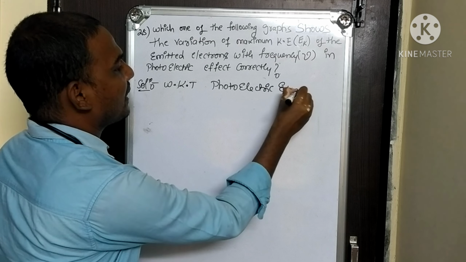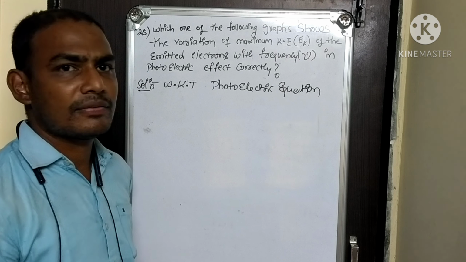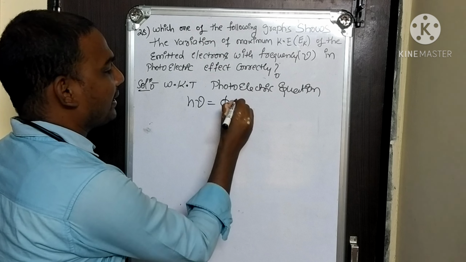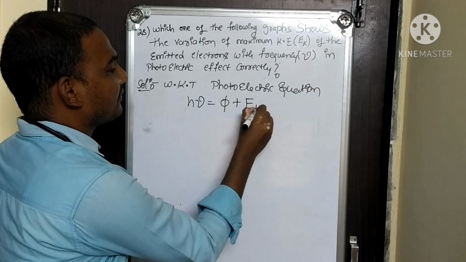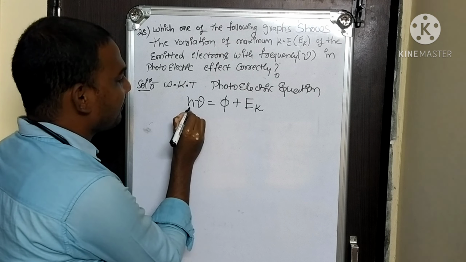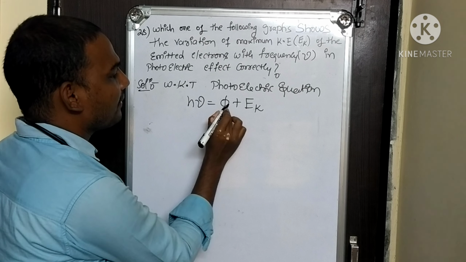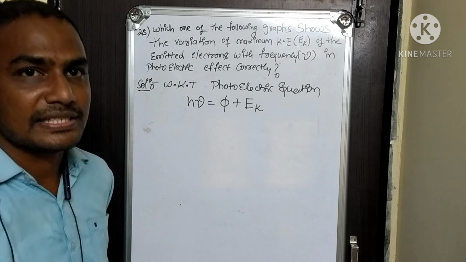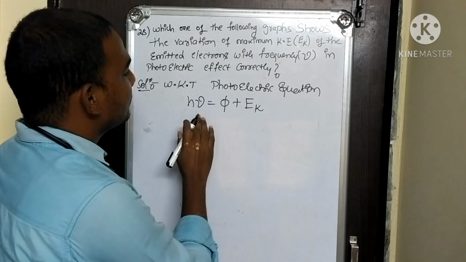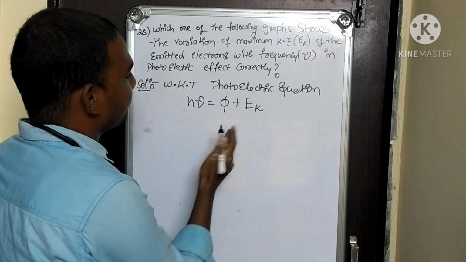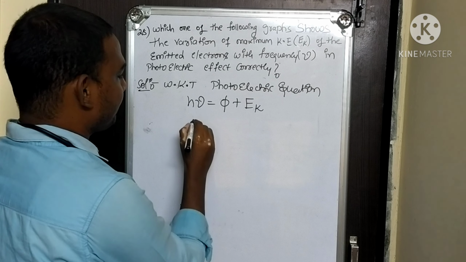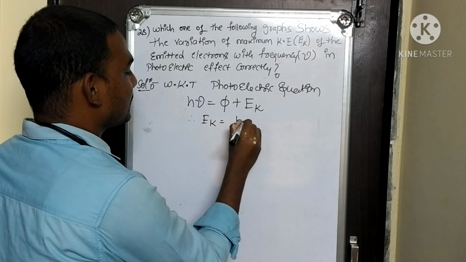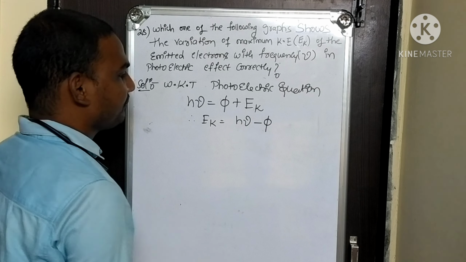The photoelectric equation, we already know: h nu is equal to phi plus Ek. Here h is Planck's constant, nu means frequency, phi is work function, Ek means maximum kinetic energy. Here we shift phi to the left side. Therefore the equation is Ek is equal to h nu minus phi.